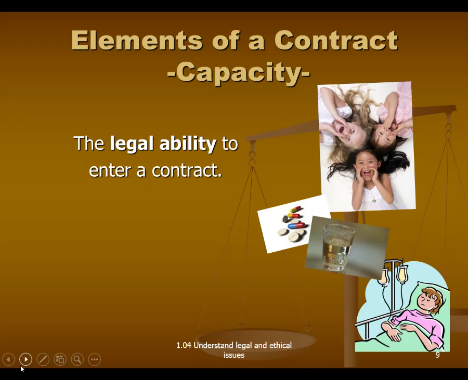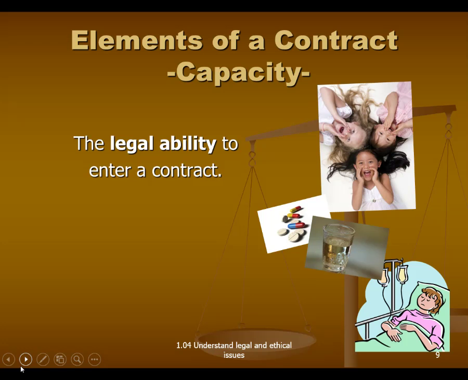For some things, I have to be 21 years old. I have to not be under the influence of drugs or alcohol. That includes prescription drugs. That includes that I can't agree to a surgical procedure if I have been given pain medication. That makes that contract not legal, not binding.